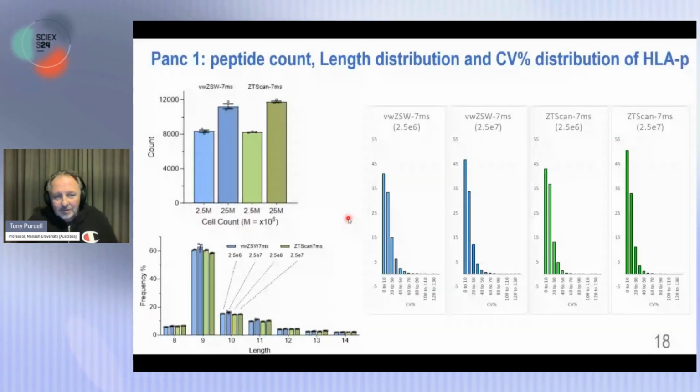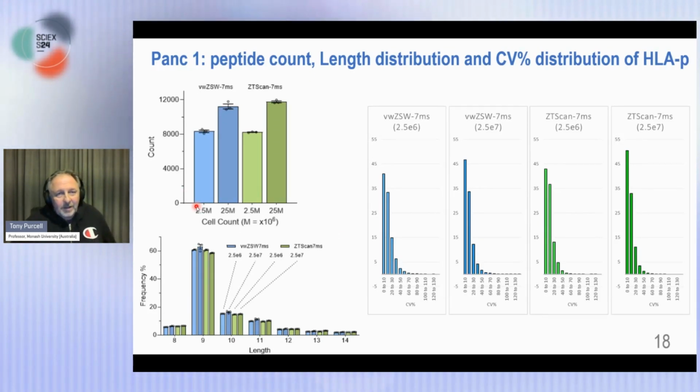So in a nutshell, and this experiment is literally hot off the press, what do we see when we look at these samples? So we see a modest improvement in the number of peptides we're able to detect here using either the variable window SWATH method or the ZT scan method. And I think that's probably a reflection of the fact that we need to do a little more optimization, particularly of the chromatography here.